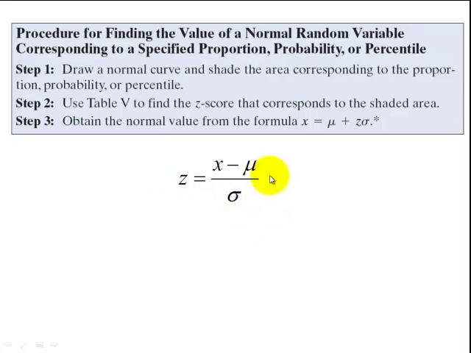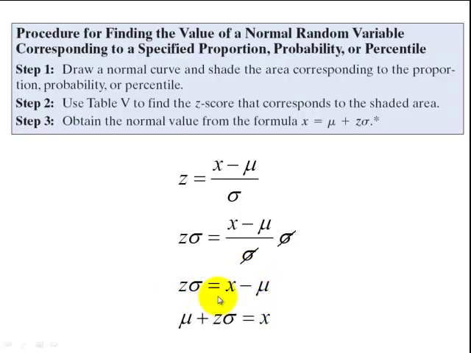The easiest way to solve this is to get rid of sigma first, and since it's dividing the x, we want to do the opposite, multiply. So if we multiply both sides by sigma, these sigmas cancel and we're left with z times sigma equals x minus mu. And the last step is we want to add mu to both sides, and when we add mu to both sides we get this formula.